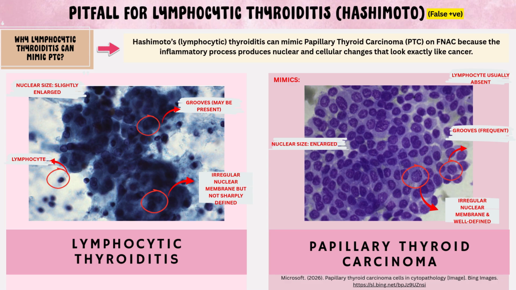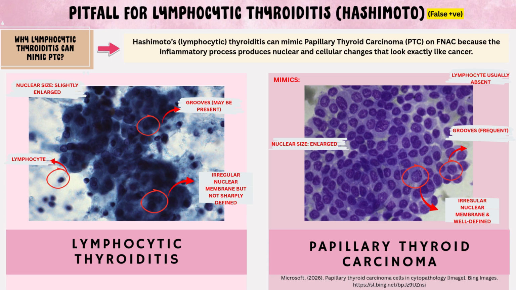On this slide, I would like to highlight an important diagnostic pitfall in thyroid cytology, which is lymphocytic thyroiditis, also known as Hashimoto thyroiditis, and how it can mimic papillary thyroid carcinoma, or PTC, on FNAC. Lymphocytic thyroiditis is a chronic autoimmune inflammatory condition. Because of this inflammation, the follicular cells undergo reactive nuclear and cellular changes. These changes can look very similar to malignant features, especially those seen in PTC.